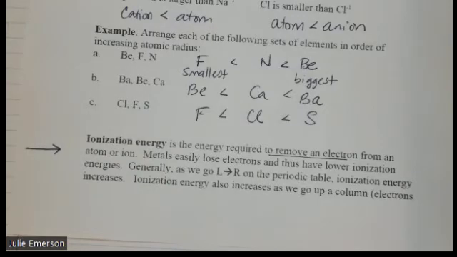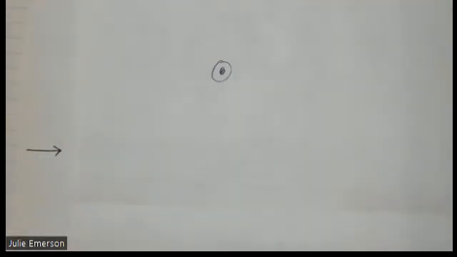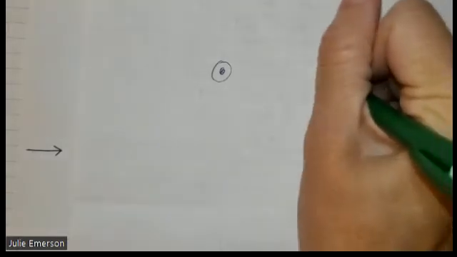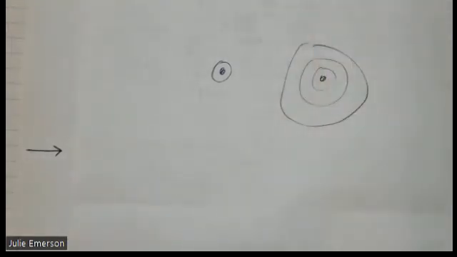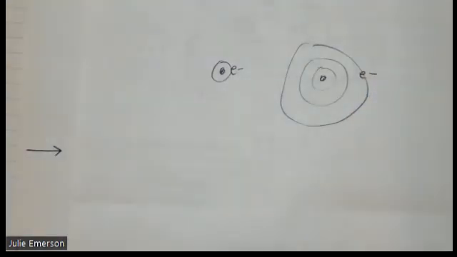Now, the family trend kind of goes with the atomic radius. Do you think it's easier to remove an electron that's right next to the nucleus or an electron that's maybe 3 shells out? If I want to remove this electron or that electron, which one would be worse?